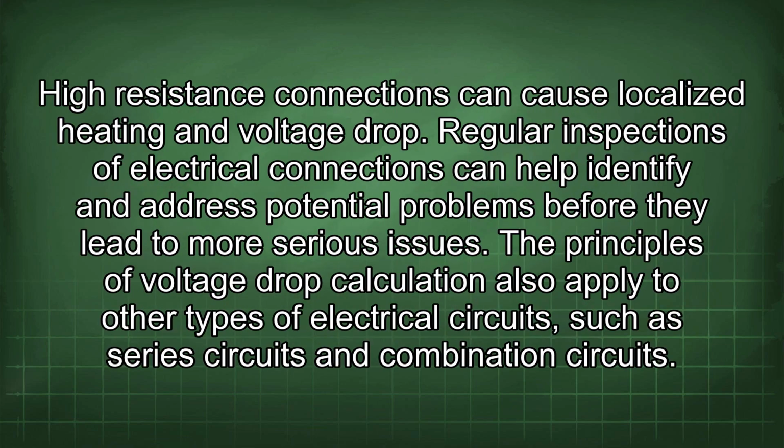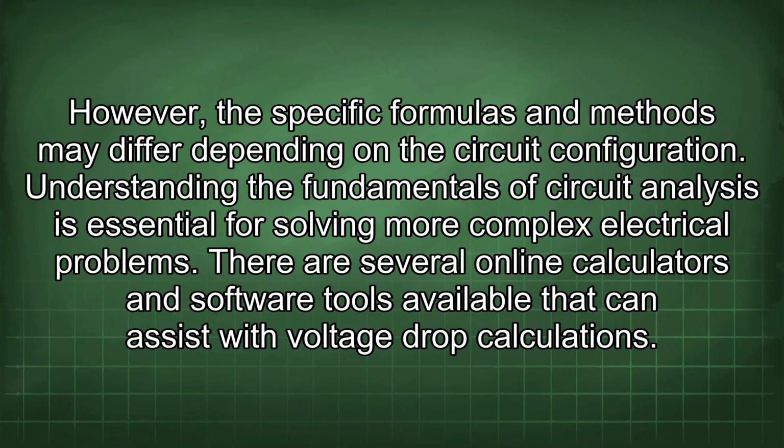High resistance connections can cause localized heating and voltage drop. Regular inspections of electrical connections can help identify and address potential problems before they lead to more serious issues. The principles of voltage drop calculation also apply to other types of electrical circuits, such as series circuits and combination circuits. However, the specific formulas and methods may differ depending on the circuit configuration.